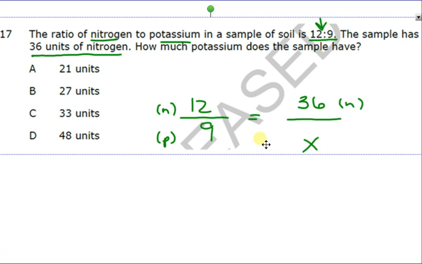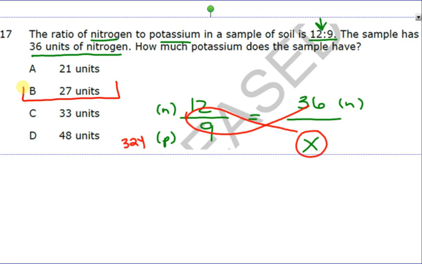And you can solve by cross multiplying and doing one-step equation, or you can circle your variable and make a fish. So you have 36 times 9, and that's going to give you 324 divided by 12, and that's going to give you 27, which is B.